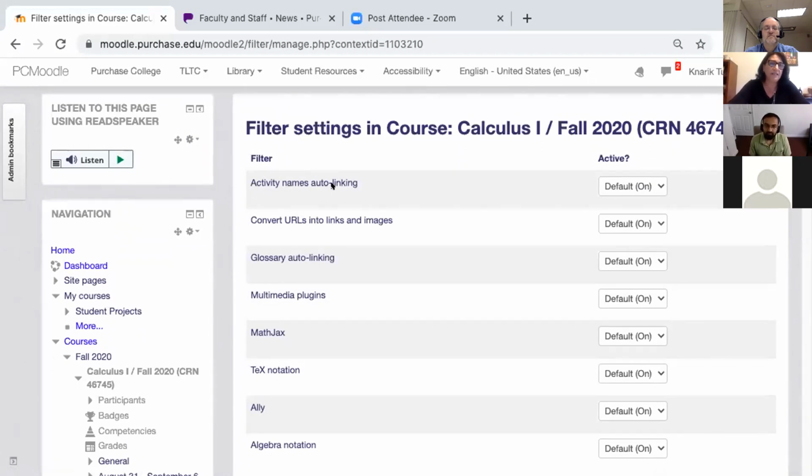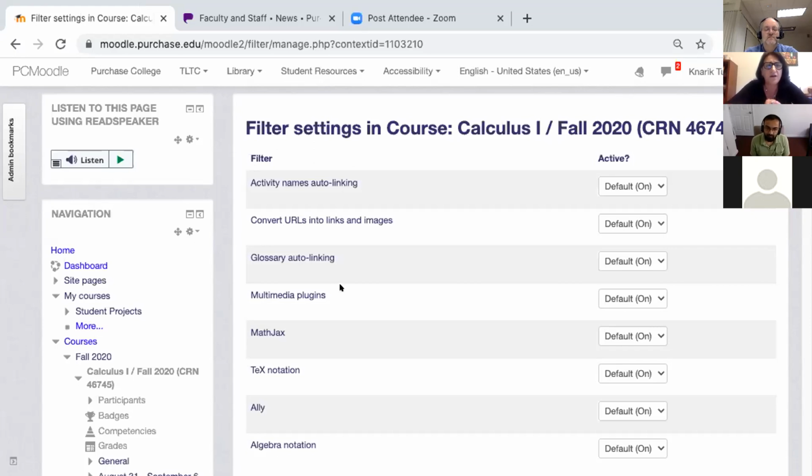This activity names auto-linking means that if you have an activity, let's say named quiz 1, and you type in somewhere on your Moodle course "homework: take quiz 1," it will create an auto link to quiz 1. So students, when they click on that in the homework assignment, it will direct them to quiz 1, right? You probably noticed that option in Moodle, and there are also other filters.